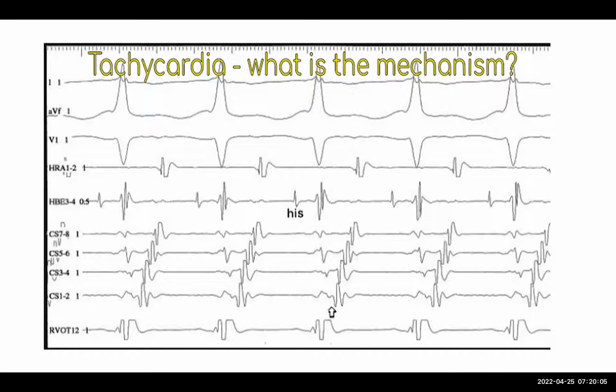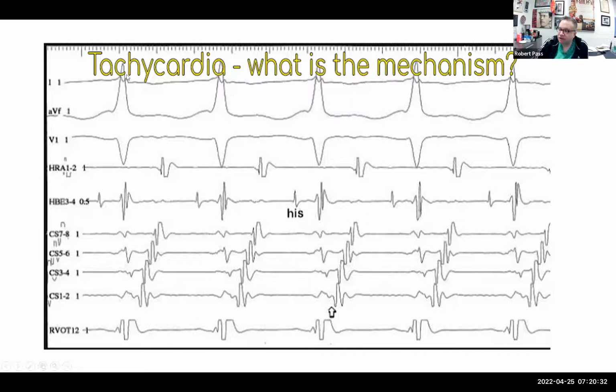So I'm looking at our CS catheter, and it looks like we're earliest in CS 1-2. So that would be eccentric conduction, indicative of a left-sided pathway. That's right. So exactly, it would be reentrant with an accessory pathway that's left-sided.